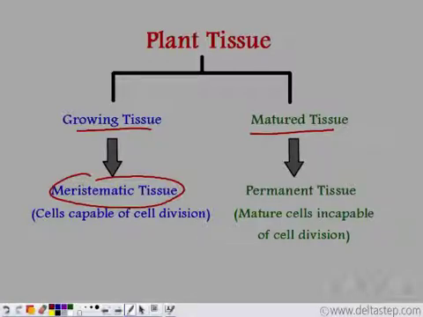But the matured tissue is known as the permanent tissue. The permanent tissue consists of matured cells that are incapable of cell division and growth. So, the plant consists of two kinds of tissues: the growing tissues that are present at the shoot tips and in the root tips, and the matured tissue is present in the stem or the trunk of the plant that does not grow any further.